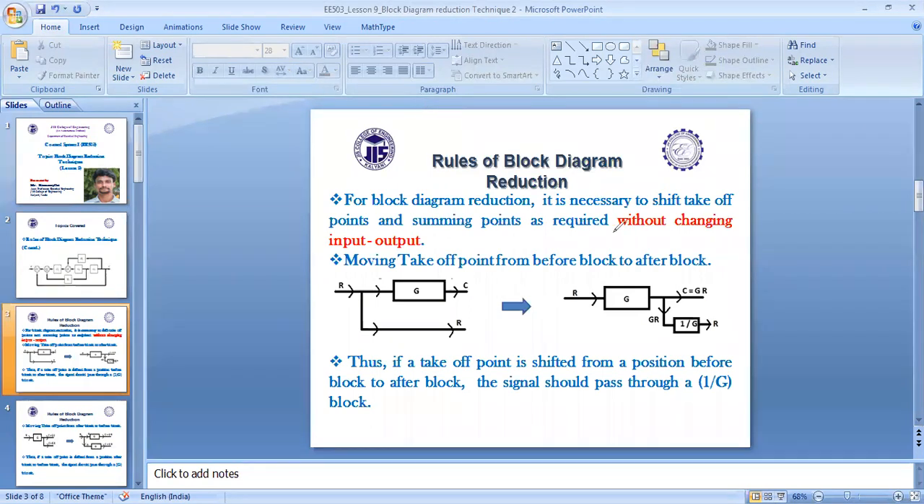See here, a very important point is given. For block diagram reduction, it is necessary to shift takeoff points and summing points as required without changing input and output. That means, see here, this is takeoff point A. Say this is takeoff point A. Now, this takeoff point A is placed before block G. Now we shift this takeoff point after the block G.